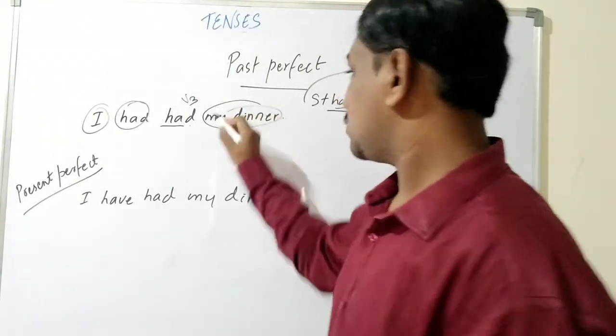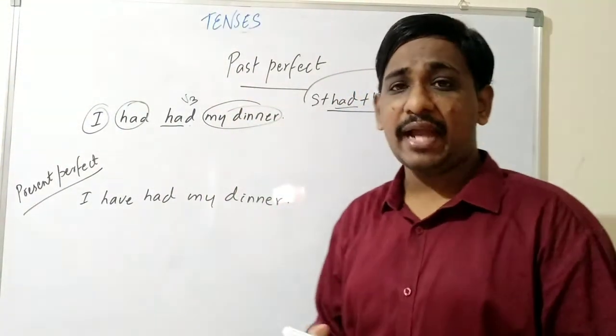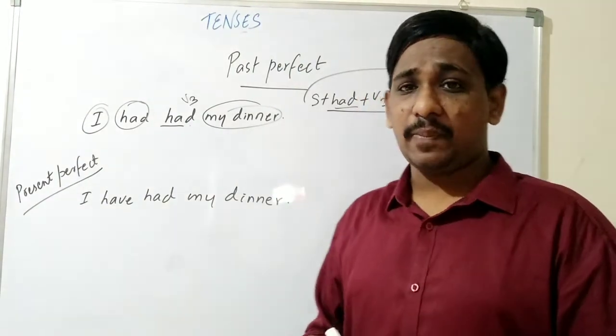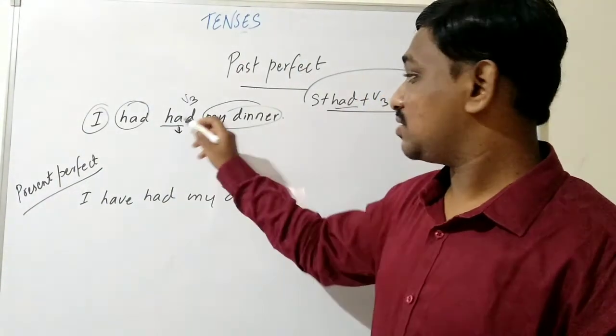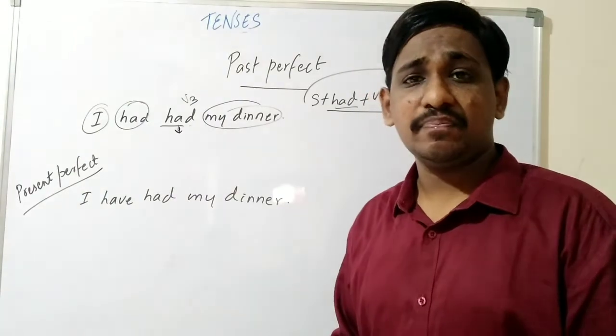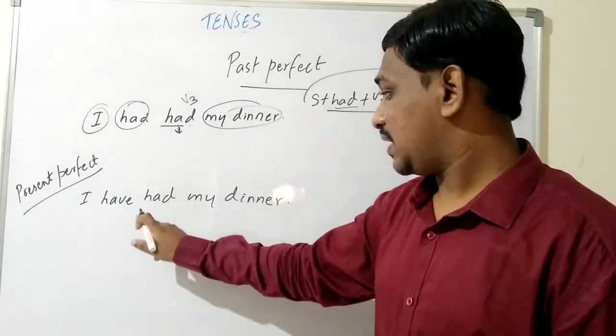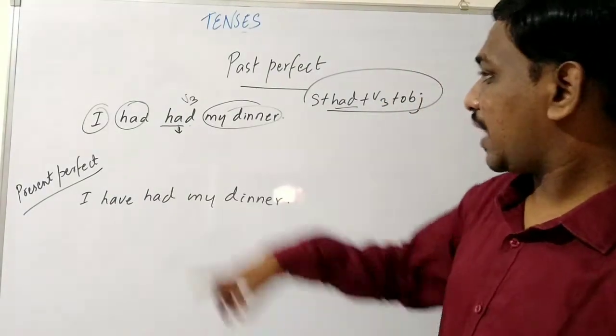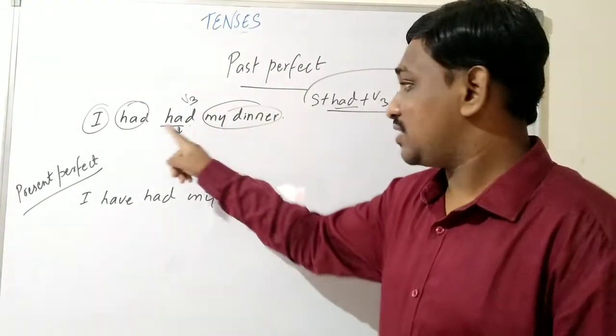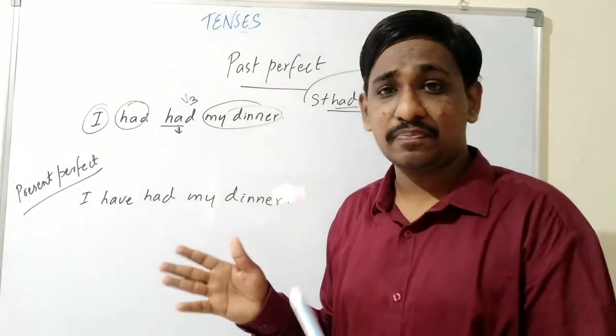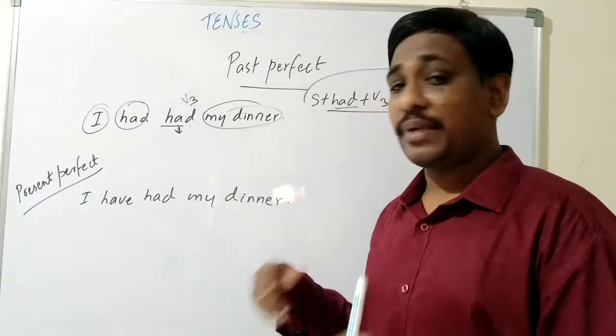This is the object. So when you say I had my dinner, you say that I had completed my dinner. Instead of completed or finished, you are using another had. So this sentence is grammatically correct. See one more sentence. I have had my dinner. Okay, we are convinced that I had my dinner is correct. Then how come I have had my dinner is correct?